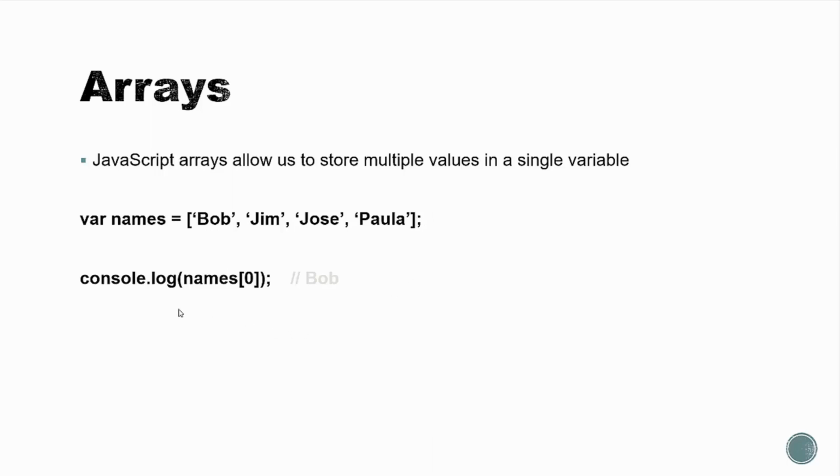Strings do. And then here, if we want to access, let's say, Bob, we can console log names and then 0. Okay, this pertains to the index of the value in the array. Now, arrays are 0-based. So if you want to access Bob, that would be 0. Jim would be 1. Jose, 2. Paula, 3. And so on. Okay, so just remember that arrays are 0-based.